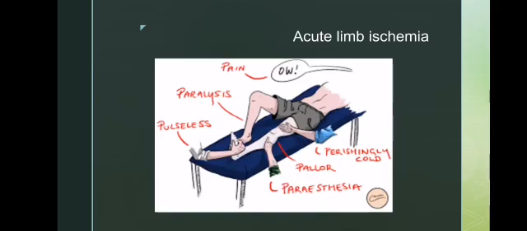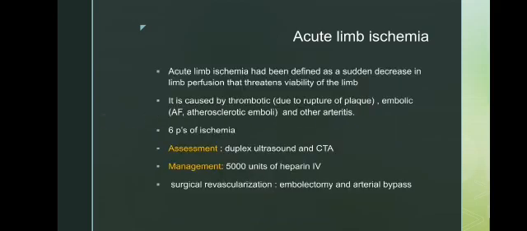This is a surgical emergency. If not treated within next few hours, it will lead to loss of limb, as it is defined as a sudden decrease in limb perfusion that threatens the viability of the limb. It can be suddenly caused by thrombosis due to rupture of plaque, or an embolic phenomenon in which the embolus arises from the heart by atrial fibrillation or MI, or from an atherosclerotic lesion, and it can be due to arteritis, and it is characterized by 6 P's as I mentioned prior to this.